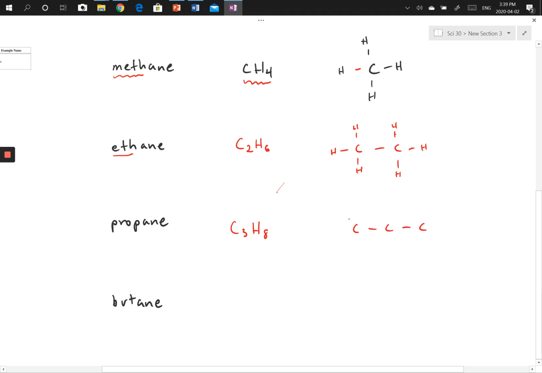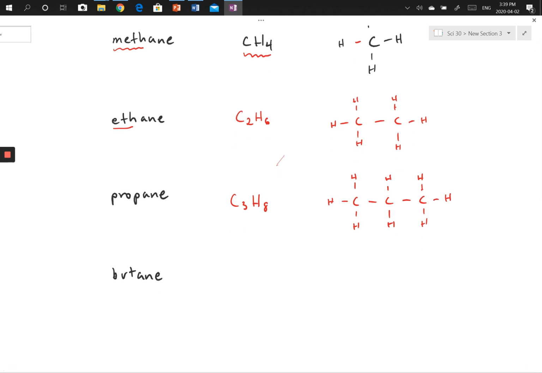3 carbons, and then we're going to surround that with hydrogens. And I'm going to draw it a certain way here. So we see here 3 carbons times 2 hydrogens each, and then the plus 2 comes from these 2 hydrogens that are going to go on the end. Okay, so there's propane.